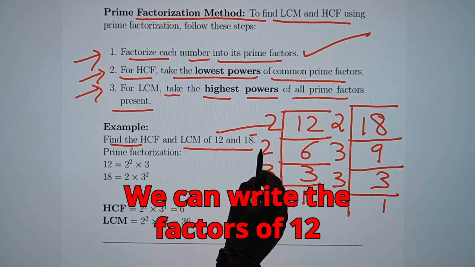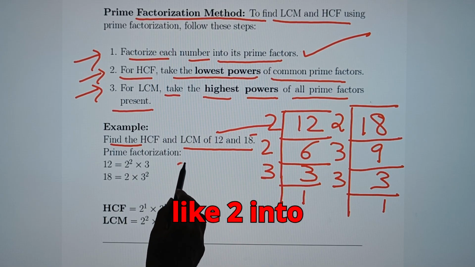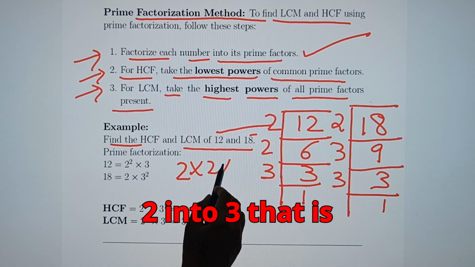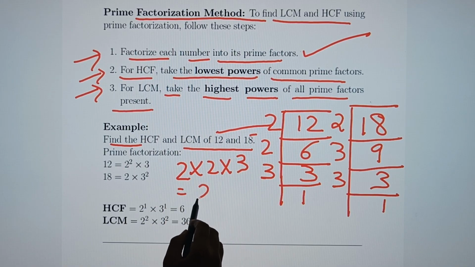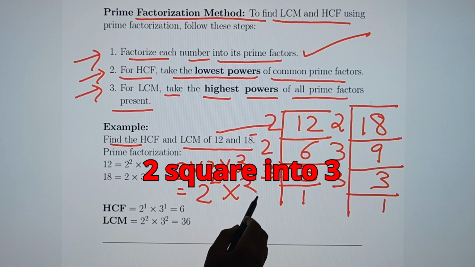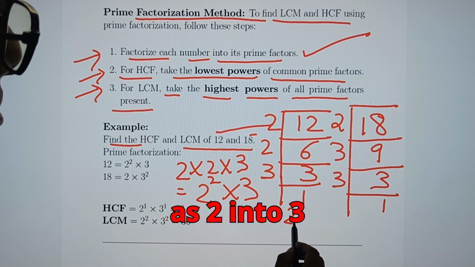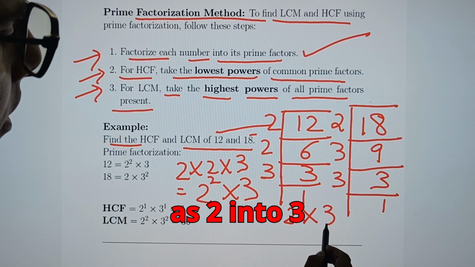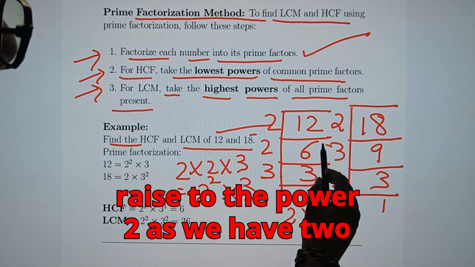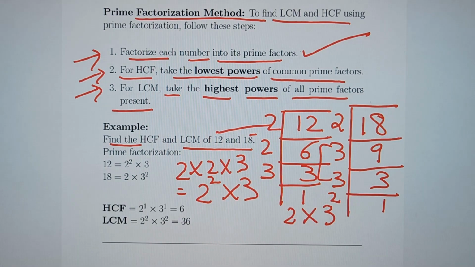We can write the factors of 12 like 2 into 2 into 3, that is 2 square into 3. And 18 factor can be written as 2 into 3 raised to the power 2, as we have two factors here.